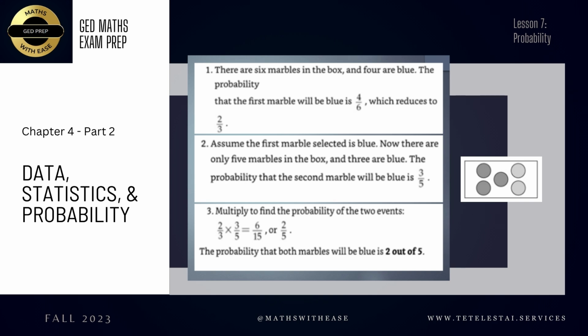So then you would multiply your first probability, which is 2/3, which we found by reducing 4/6, by your second probability, which is 3/5. And again, from our lesson on multiplying fractions, we know that we multiply across. So 2 times 3 is 6, and 3 times 5 is 15. Recognize that 6 and 15 are both divisible by 3. So 3 into 6 is 2, and 3 into 15 is 5. And so the probability that both marbles will be blue is 2/5.